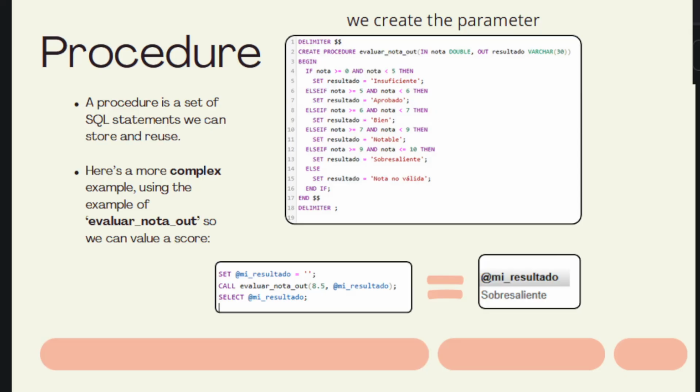In this case, we have evaluar nota, so we can evaluate a score. It can return a message like notable or sobresaliente, and this is done using conditional logic with if and else if, like we have in this example.